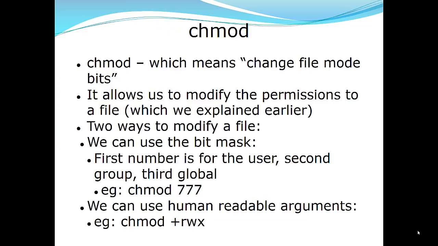chmod, change file mode bits, it allows us to modify the permissions to a file. So we've kind of already mentioned this. So there are 2 ways to modify a file. We can use the bit mask, which is a combination of those bits. First number is for the user or the owner. Second is for the group. Third is for global or everyone else. So if you want to give everybody full permissions, you would just use 777. Or we can use the human readable arguments plus RWX.